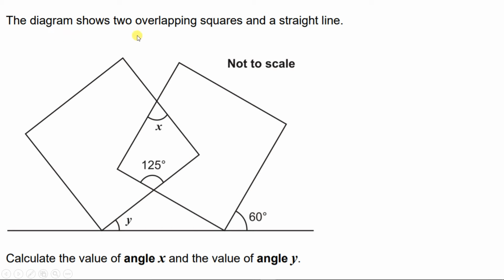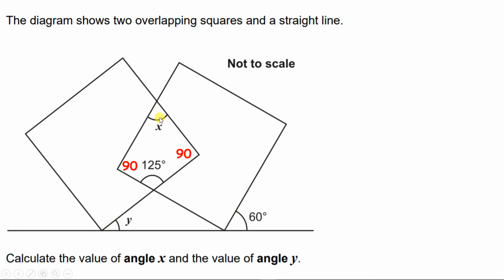This diagram shows two overlapping squares on a straight line. Calculate the value of angle X and the value of angle Y. So let's start with angle X. And let's remember we've got overlapping squares, and so we know the corners of squares are 90 degrees, so we can put those in our calculation.